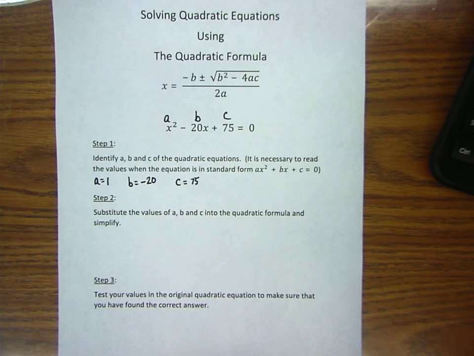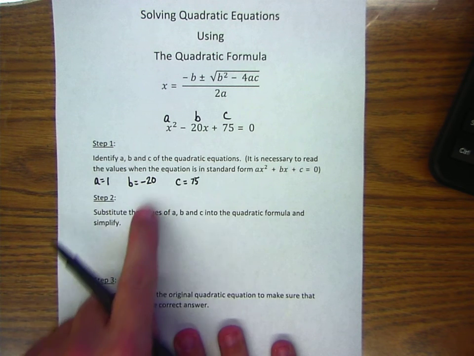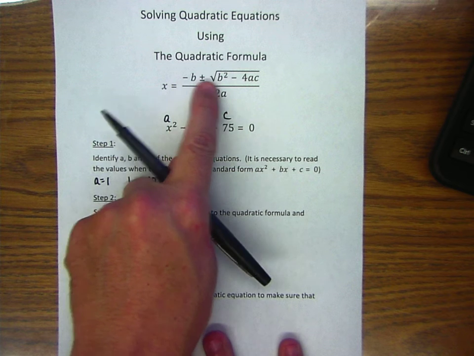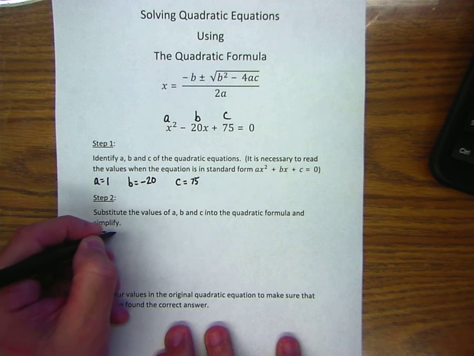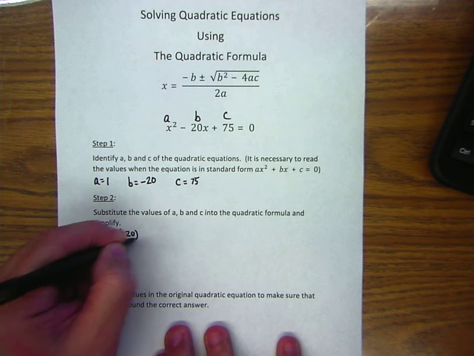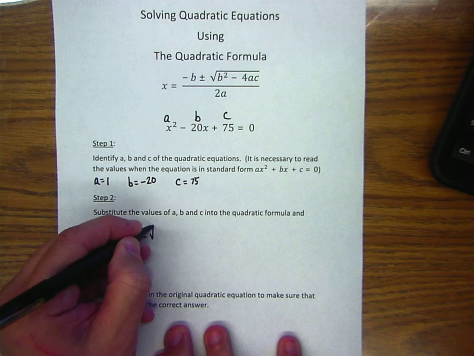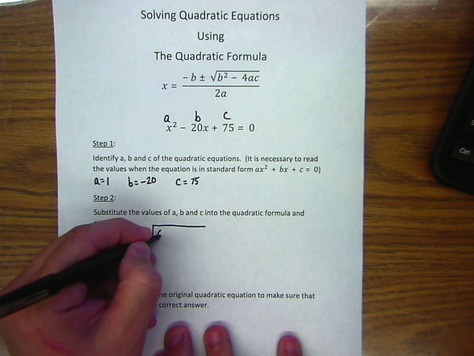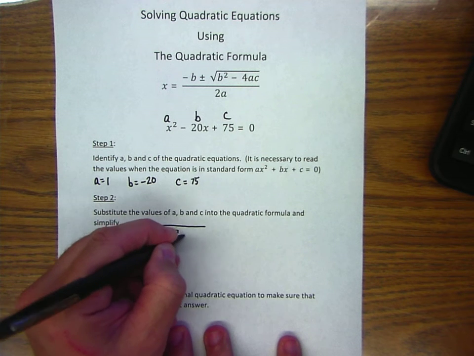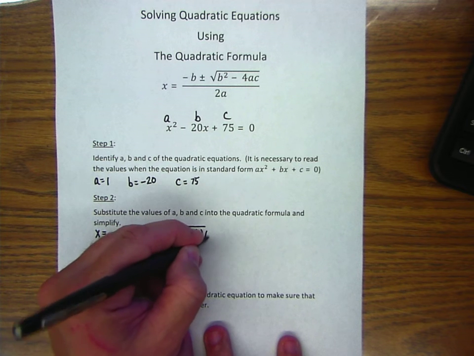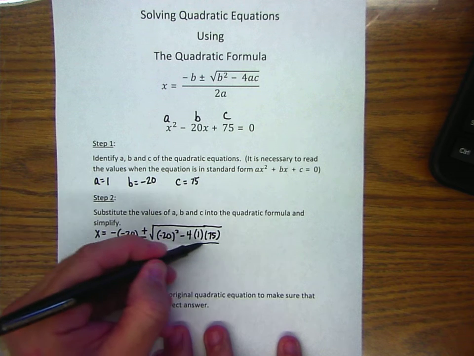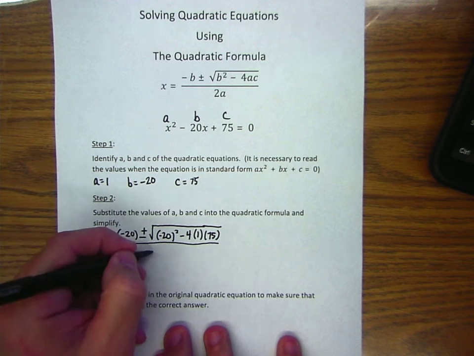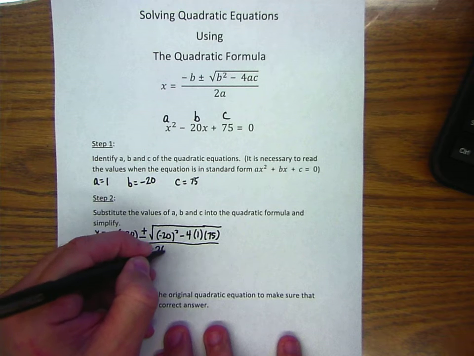We're going to go ahead and go on to step 2, and we're going to start this process by substituting a, b, and c into this formula where I see a, b, and c. And let's go ahead and do that. So the value of x is going to be equal to the opposite of b, which is negative 20, plus or minus the square root of b squared, negative 20 squared, minus 4 times a, which is 1, times c, which is 75. When we do that, then we divide the entire process by 2 times a, which is 2 times 1.